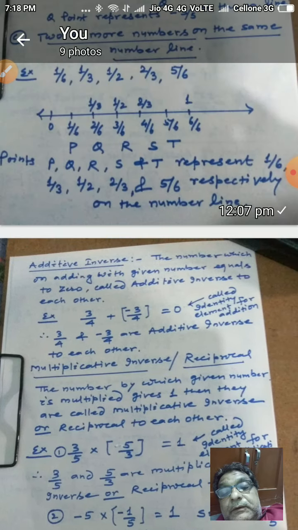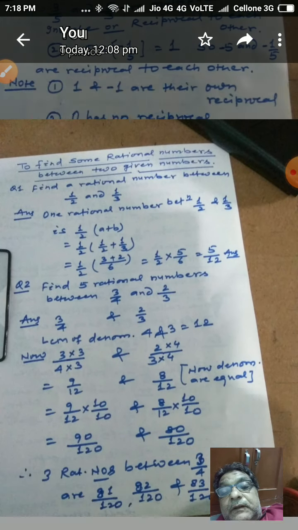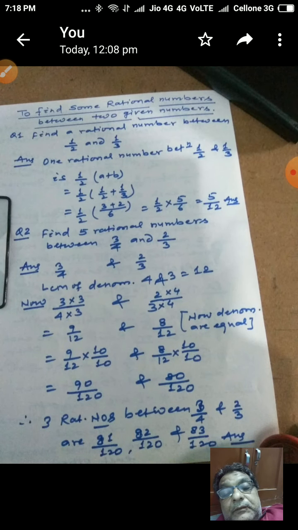Okay students, now next we will see one very important question, that is how we can find one or more rational numbers between two given numbers. There are various methods of finding rational numbers lying between two numbers. Since between any two numbers there are infinite rational numbers hidden, we can find one or more as required.